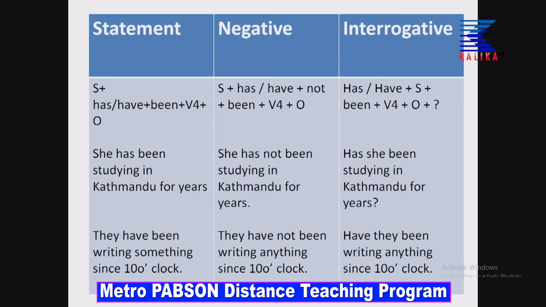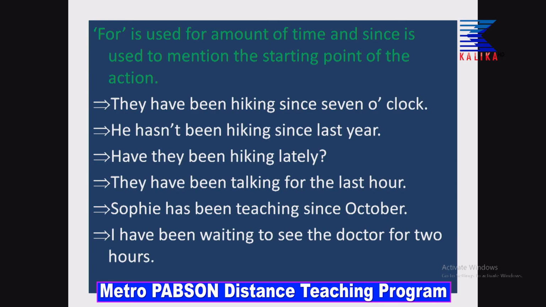So, children, to make the negative we have to use not. They have not been. Before been and after have or has, we have to use not to make the negative sentence. And to make the interrogative, to make questions, we have to use the helping verb have or has. Next, for is used for an amount of time. Here again I am telling you all, for is used for an amount of time, and since is used to mention the starting point of the action.